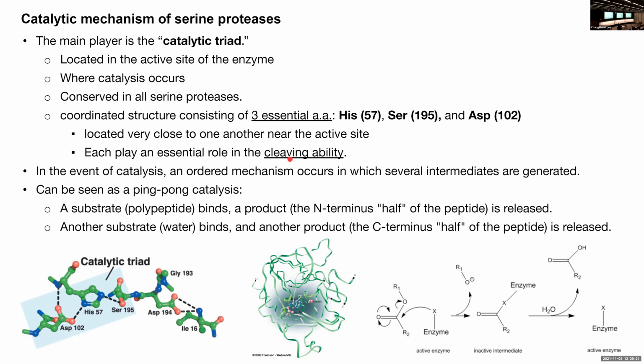They play an essential role in the cleaving ability of those serine proteases. How it occurs is basically a kind of ping pong catalysis. First, the substrate binds to the enzyme, and the substrate is the polypeptide, right? Half of the product is released because of the cleavage of the peptide bond, and the enzyme is still bound to the other half of the polypeptide. Then another substrate, a water molecule, comes in to that complex, and the other half of the polypeptide leaves. The enzyme is recovered in its original form.